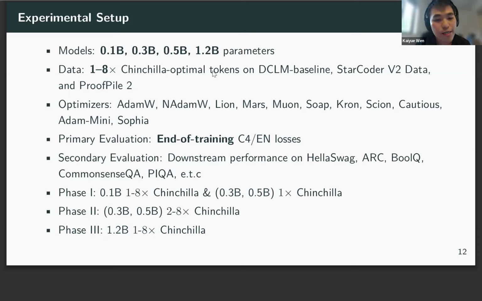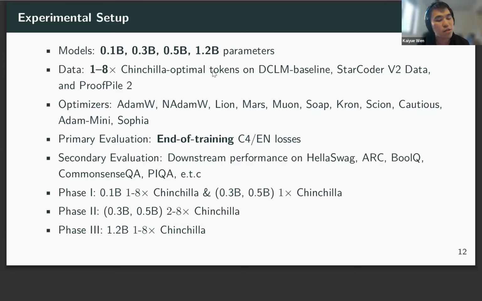And for the optimizers, we tried 11 of them, and most of them, except for Muon, SOAP, Kron, and Sun, are scalar-level, and Muon, SOAP, Kron, and Sun are matrix-level optimizers. The metric that we care most about is the C4 loss at the end of training. There is some paper by AI2 that shows that this particular C4 loss has a very high correlation with the downstream performance. So we choose this as our primary objective.